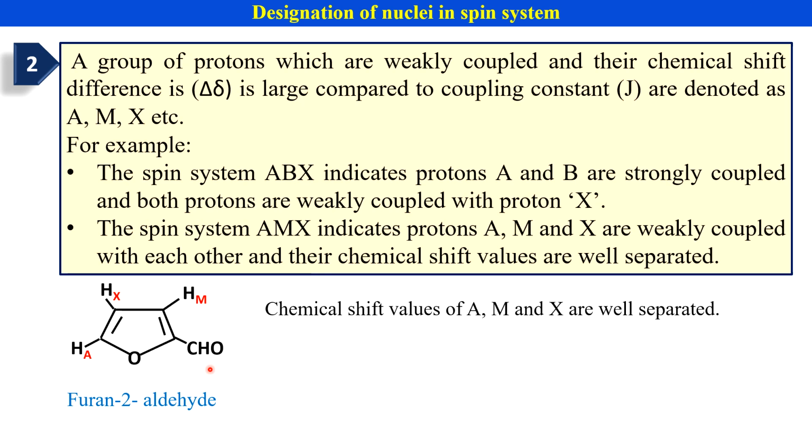For example, furan-2-aldehyde. In the ring protons, that is AMX, the chemical shift values of these 3 types of protons are far away from each other, therefore the letters A, M and X are used.